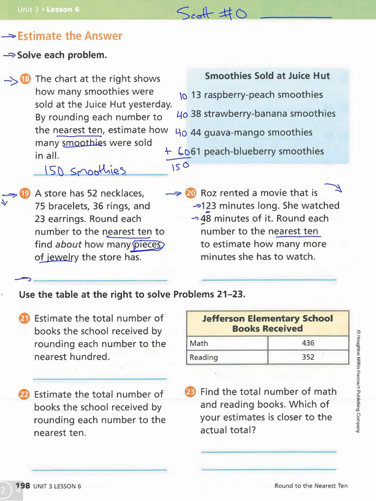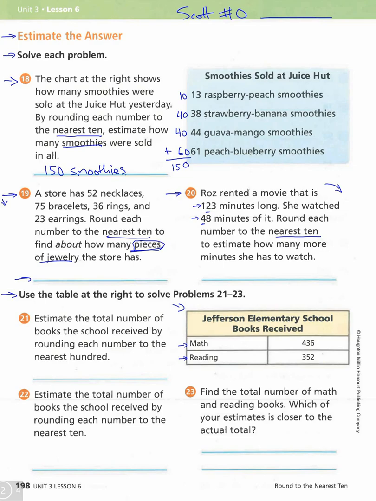Okay, so now we're down here. Use the table at the right to solve problems 21 through 23. So here's the table. The title is Jefferson Elementary School Books Received. And they have math books and they have reading books. So math books, they got 436, and reading books 352.